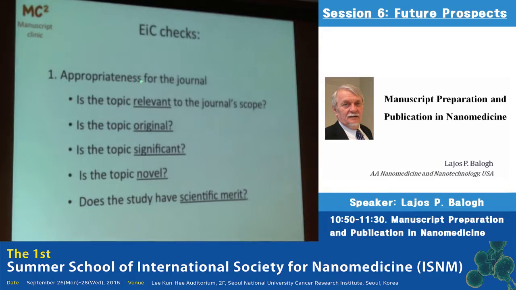So what does an EIC do? Check that the paper is appropriate for the journal. Is the topic relevant to the scope? There are journals with scope, there are journals with no scope. I'll talk about it Friday. Is the topic original, significant, novel, or does it have scientific merit? In other words, does it contribute to existing knowledge?